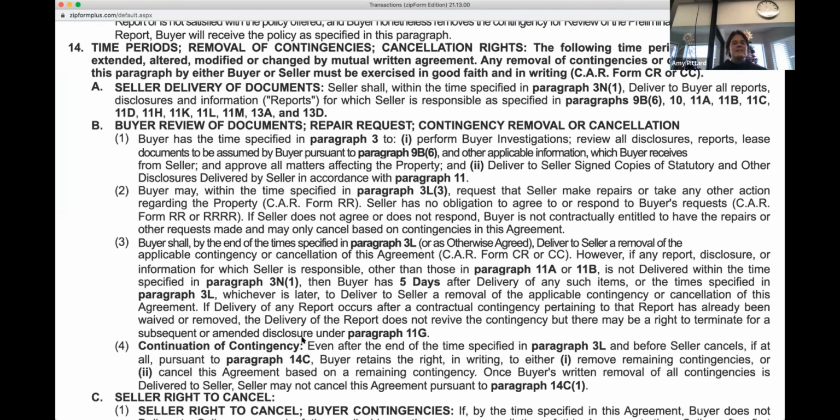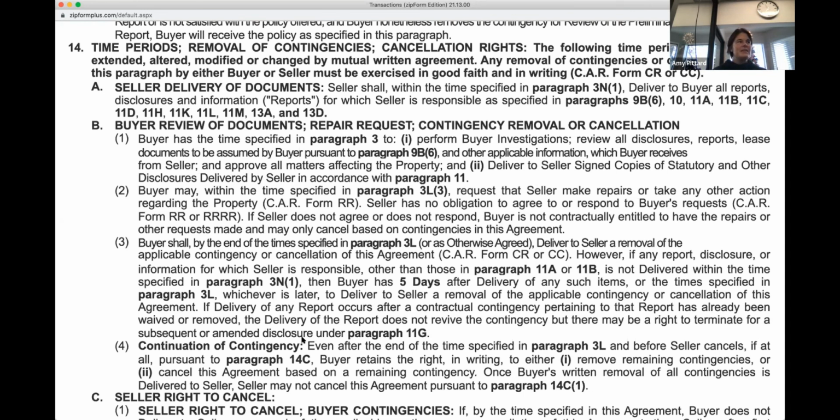However, if any report, disclosure, or information for which the seller is responsible other than those specified in paragraph 11A or 11B is not delivered within the time specified in paragraph 3(1), then the buyer has 5 days after delivery of such items or the time specified in paragraph 3L, whichever is later, to deliver to seller a removal of the applicable contingency or cancellation under this agreement. If delivery of any report occurs after a contractual contingency pertaining to that report has already been waived or removed, the delivery of the report does not revive the contingency, but there may be a right to terminate for subsequent or amended disclosures under paragraph 11G.